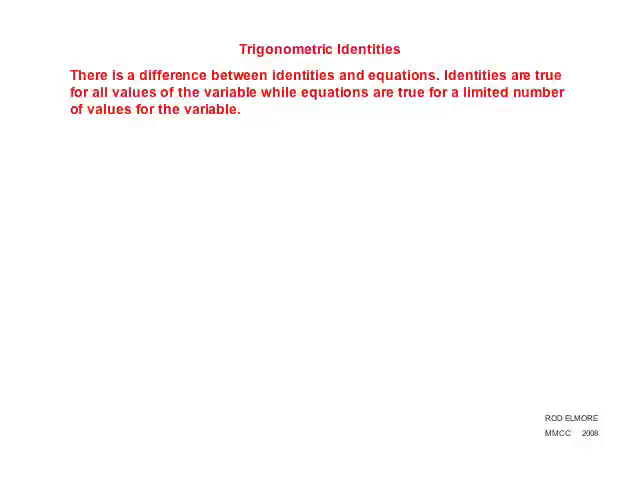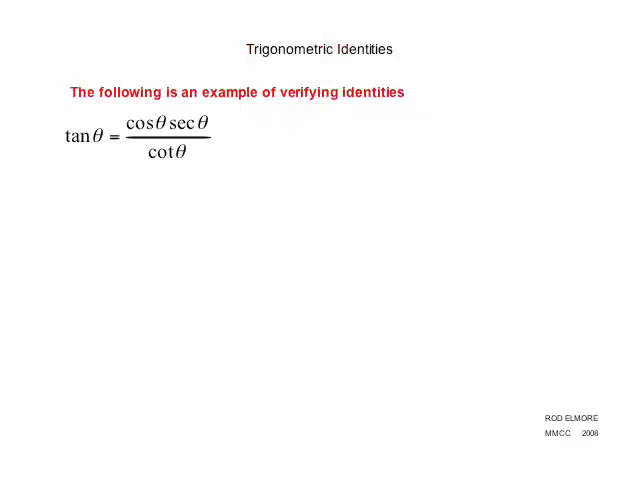Trigonometric identities. There is a difference between identities and equations. Identities are true for all values of the variable, while equations are true for a limited number of values for the variable. The following is an example of verifying identities.